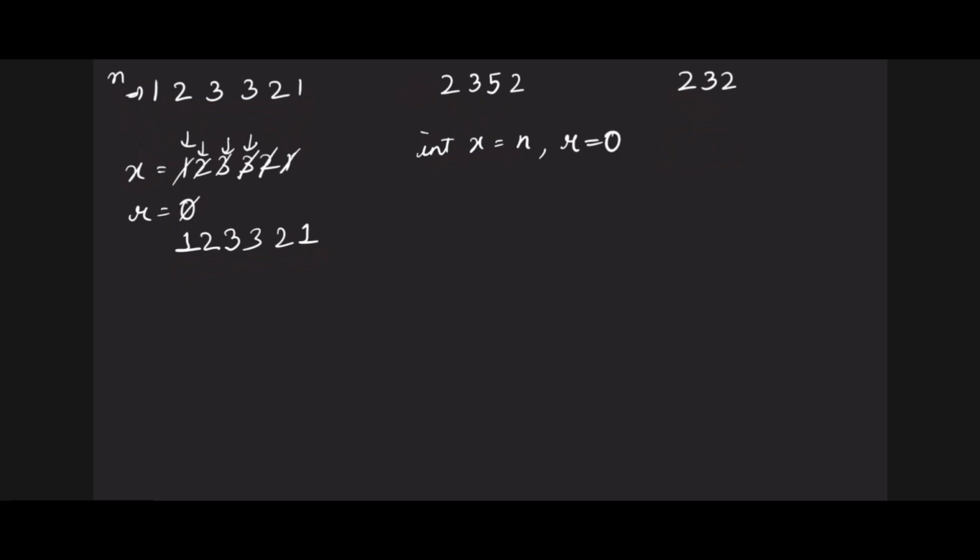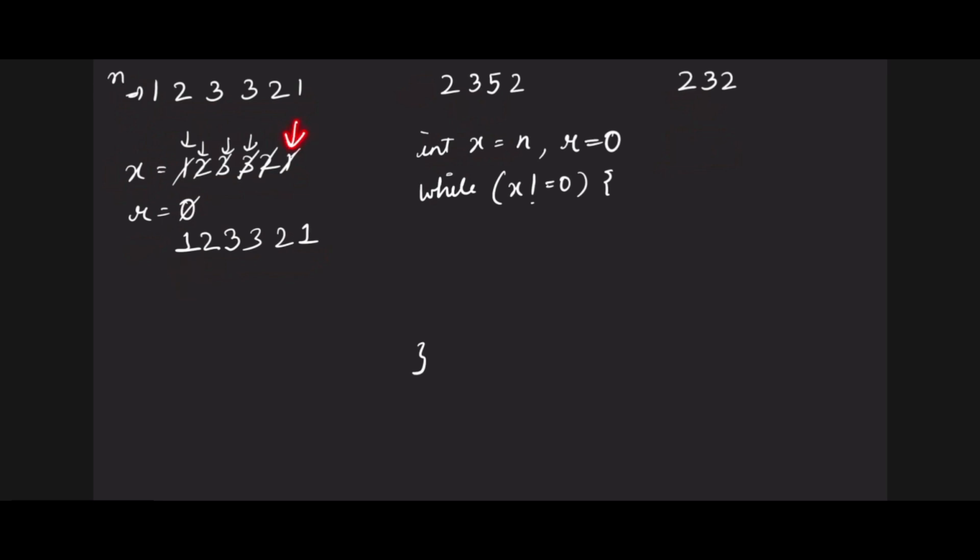Now you need to get all the digits of this number, right? Initially you don't know how many digits are present in your number, so you don't know how many times you are going to loop. But if you closely look here, we were taking one digit from x and adding it to the reverse. So when all the digits from x have been added to the reverse, our x will become 0, right? So we can put a condition: while x is not equal to 0, you perform this operation of taking the last digit from x and adding it to the reverse.